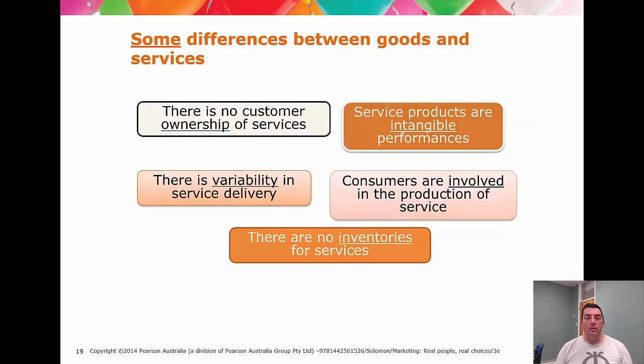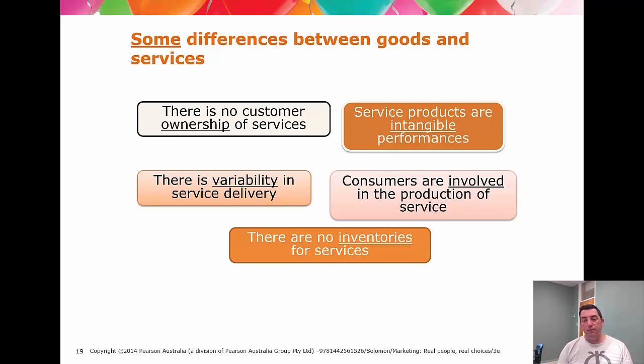So some differences between tangible goods and intangible services is that with services there is no customer ownership at all. You're basically leasing a service, as it were, from the service provider. You don't ever have ownership of someone making you a cup of coffee. Every time you want someone to make you a cup of coffee, you have to walk in and buy that service to be done for you at the time.